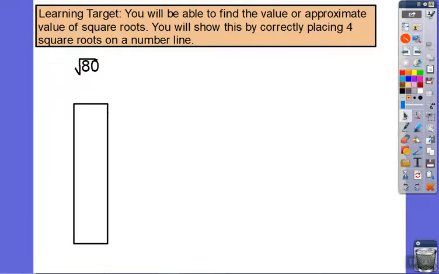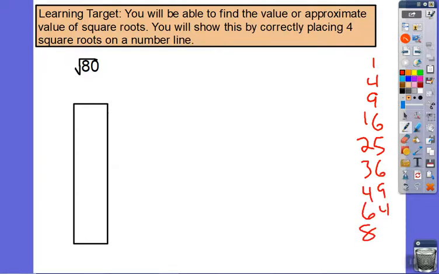So square root of 80. To do this, we need that list that we just had on the last page. So what are the numbers we can use? We can use 1 times 1, 2 times 2, 3 times 3, 4 times 4, these perfect ones. So I would strongly recommend you have these written down somewhere that you can look for. So let's use those. Where is 80?